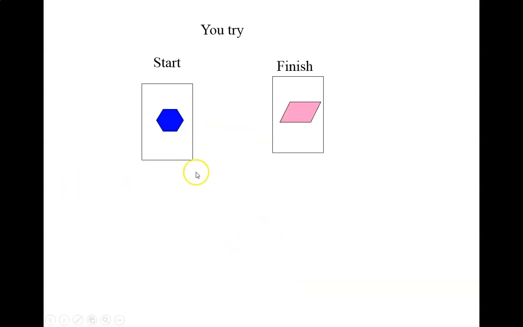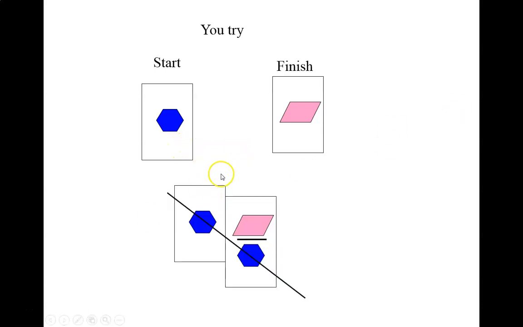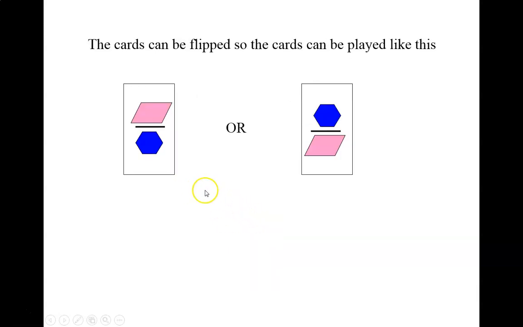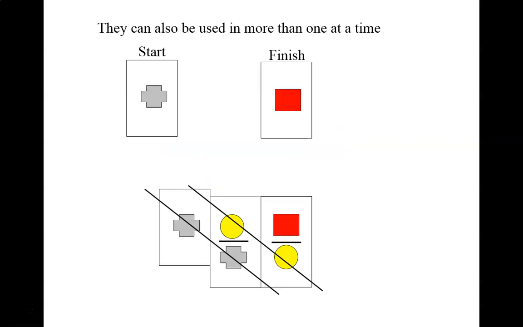So if we start with these cards, we want to start with a blue hexagon and get to a pink parallelogram. Start with the blue hexagon, then play your card. You look for a card that's got both shapes you want. We play it so the blue hexagon cancels, because it's on the bottom and this one is on top. When something is on top and something is on the bottom, they cancel, and that leaves me with the pink parallelogram. Notice that you can play these cards either way, but you want to play them so that the shape gets canceled out. You can also use more than one card at a time.